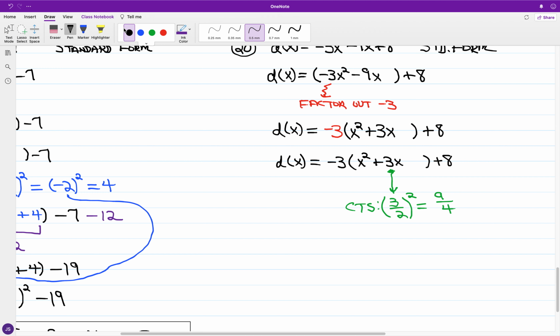So upon completing the square, I'm going to end up with the fraction 9/4. So in terms of what will be done here, with d of x, we have negative 3 times the quantity of x squared plus 3x. And inside the parentheses, we have the application of 9/4. And this is going to form a square trinomial.